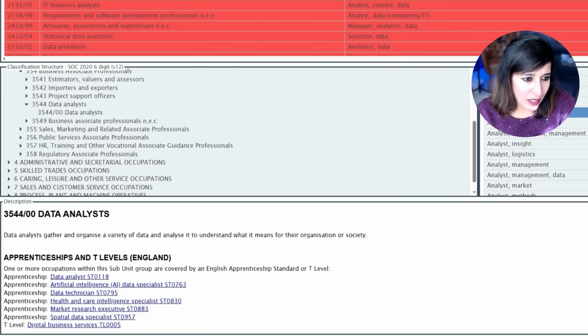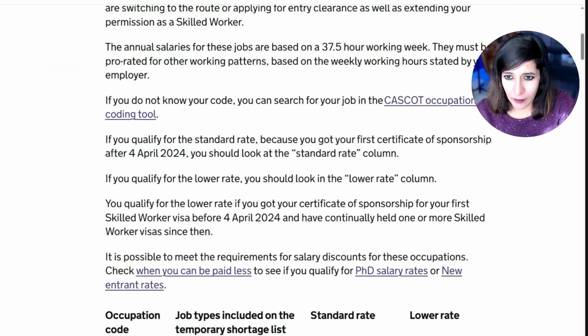What is this job about? And then more details around it. This is how you should be finding your job code if you don't know it.